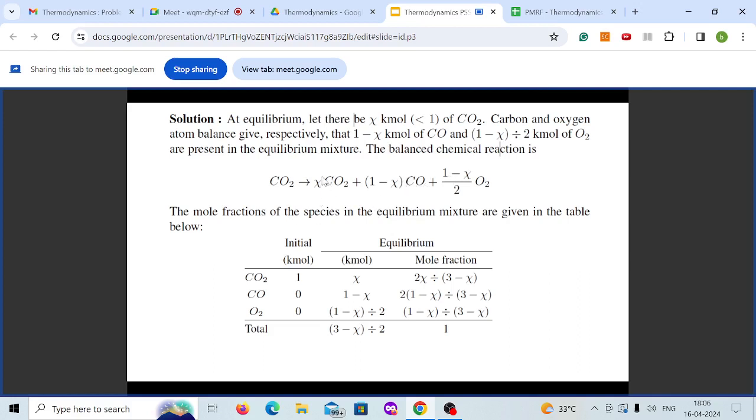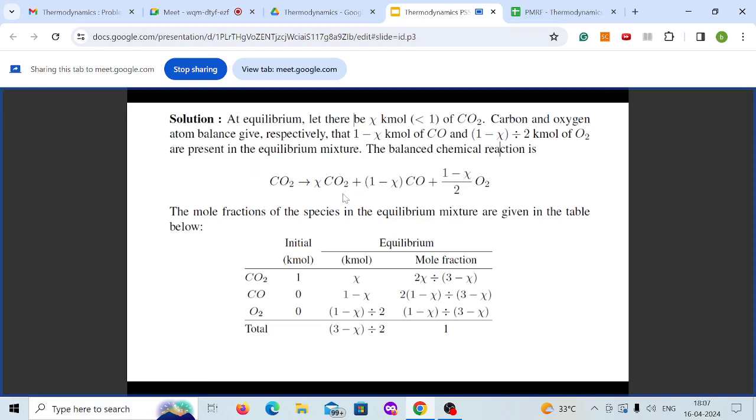If you do a carbon balance here, you have x moles of CO2, and you have 1 mole of carbon dioxide initially, so you'll have 1 minus x moles of carbon in carbon monoxide. So carbon monoxide is 1 minus x. Similarly you can find out for O2. We're doing an oxygen balance, so it will come out to be 1 minus x by 2. So this is the reaction which we get.